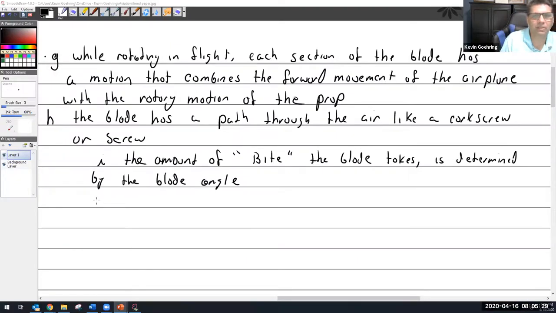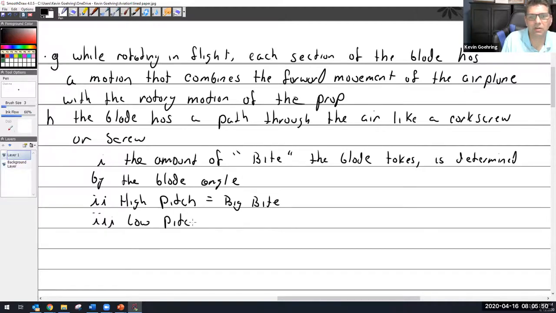So then we can take what we just said and say, a high pitch, which is towards feather, see how I'm going to say that? So that helps you out. Equals a big bite. And of course, a low pitch, which goes more towards that 0 angle, equals a little bite.